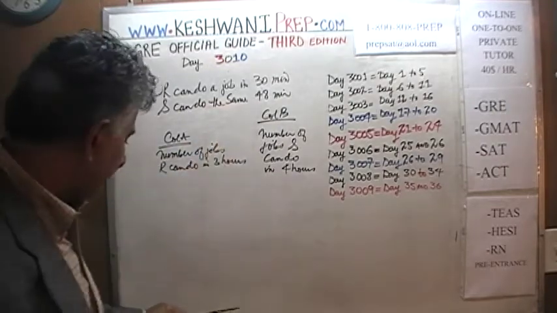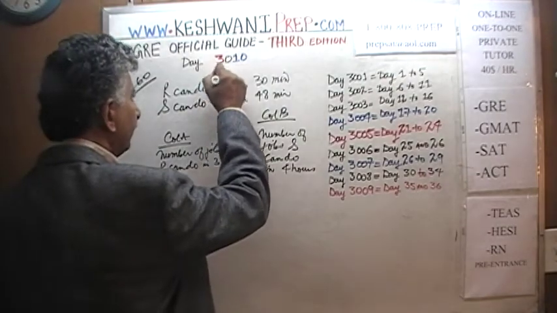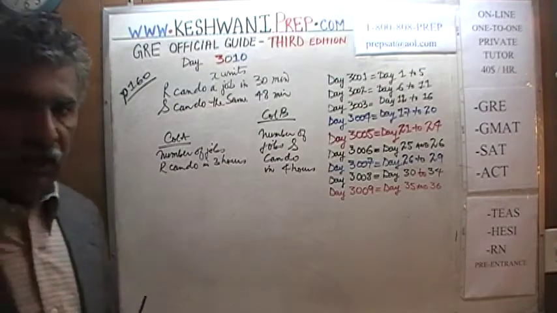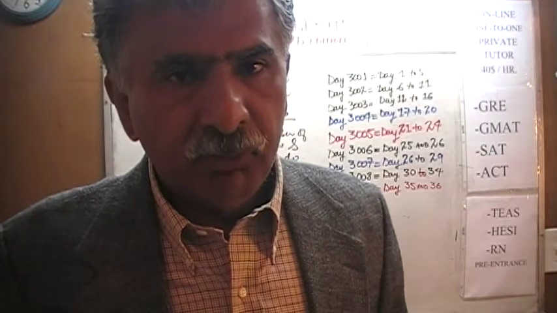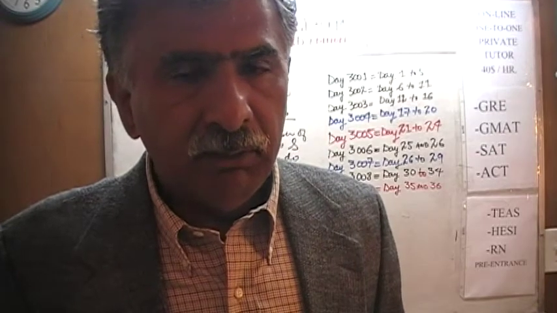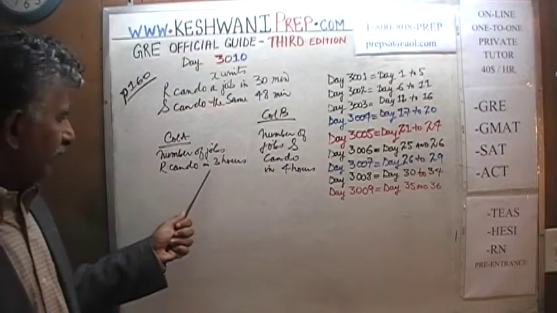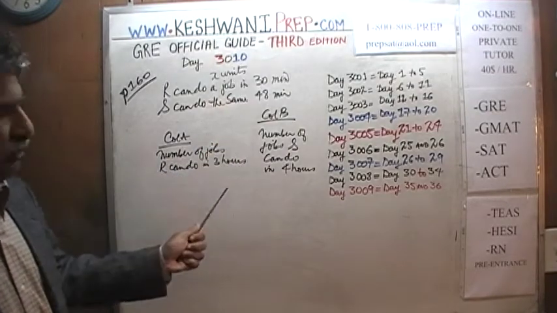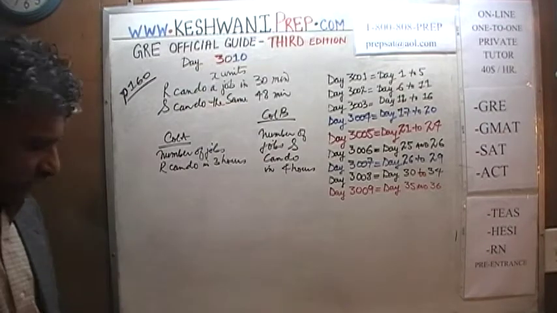What I'm calling a job is what they're calling X units. So it tells us that machine R can produce X units in 30 minutes and machine S can produce the same X units in 48 minutes. Instead of X units, I'm just calling it a job. The question simply is, how many jobs R can do in 3 hours, versus how many jobs S can do in 4 hours. Let's get going, shall we?